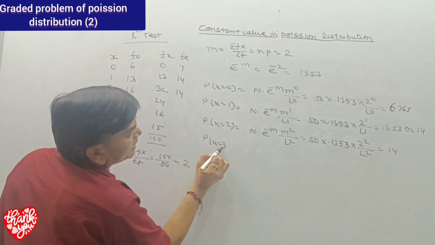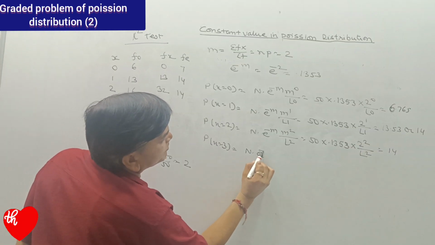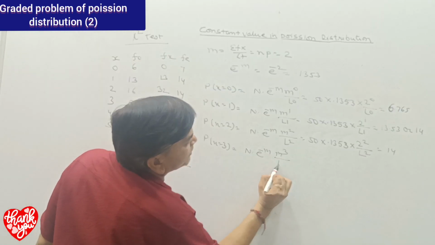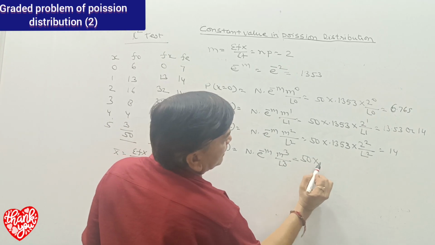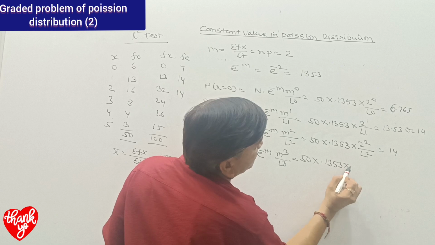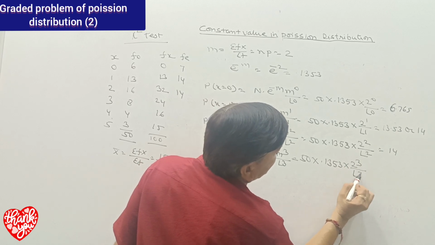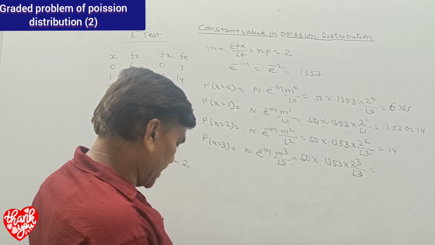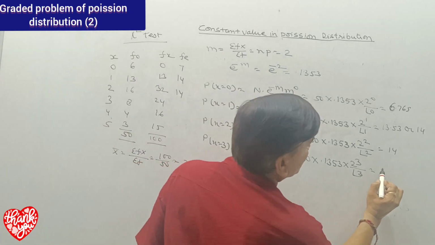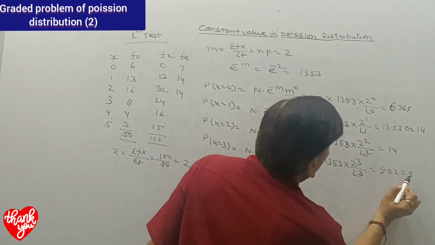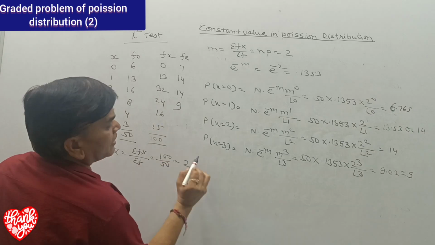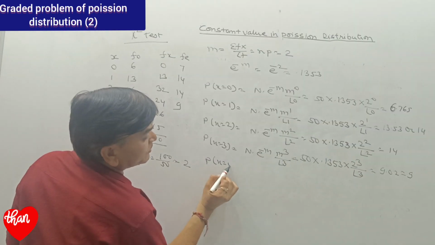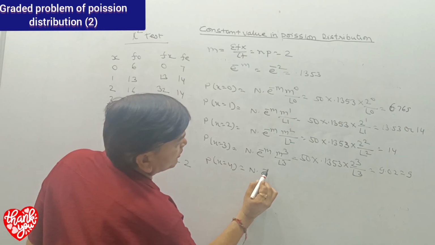P(X=3 defective) is n e raised to power minus m, m raised to power 3 upon factorial 3. So 50 multiply 0.1353 multiply 2 raised to power 3 upon factorial 3. So multiply by 2 divided by 3, so 9.02, or having 9.